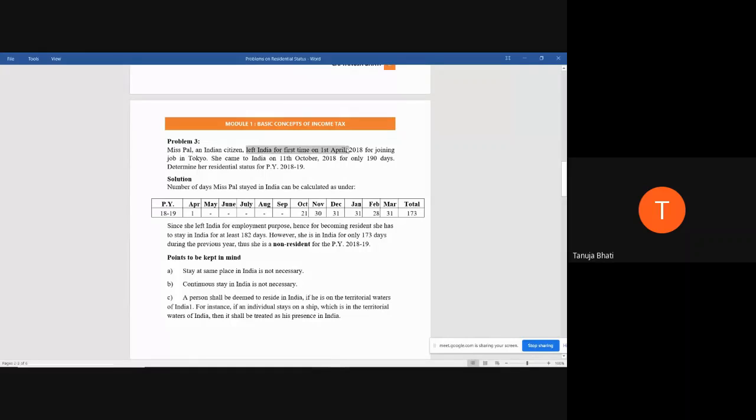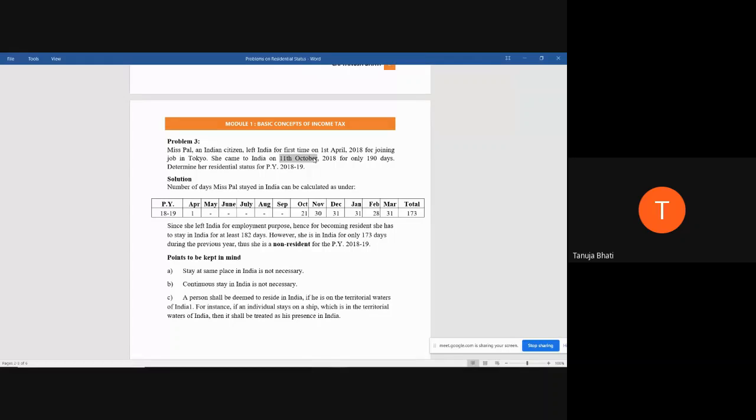Now, she is leaving India for the first time on 1st April. Students, in my second lecture, I told you all that when a person is leaving India or coming to India, that day also will be counted as stay in India. Therefore, if he is leaving India on 1st April, 1st April also will be counted as stay in India. So in April, one day she stayed. May, she has not stayed. June, she has not stayed. July, August, September. She has returned back on October 11th. So the day she is returning back also will be calculated as a stay in India.